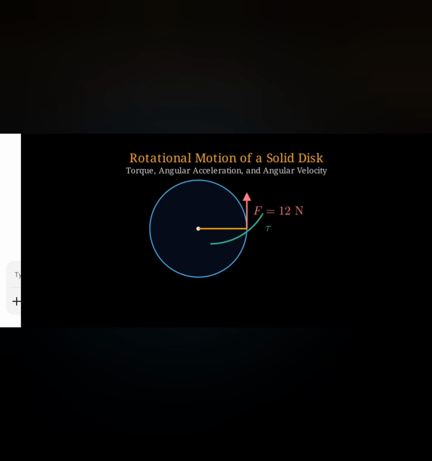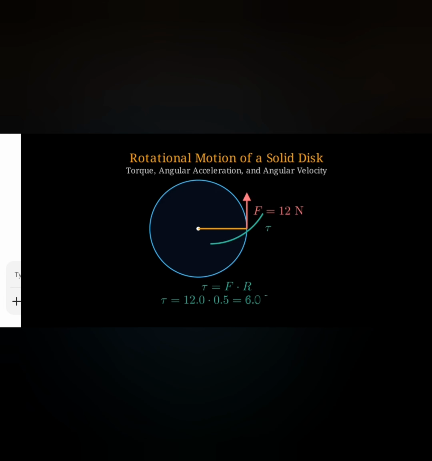Step 1. Calculate the torque. Torque is force times the lever arm. Since the force is tangent to the rim, the lever arm equals the radius, half a meter. So tau equals 12 times 0.5, which is 6 Newton meters.